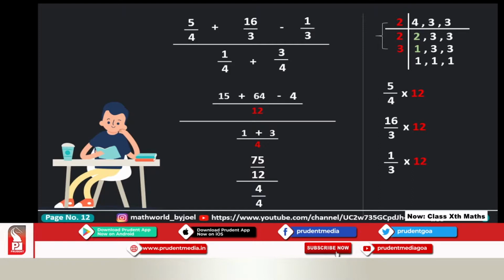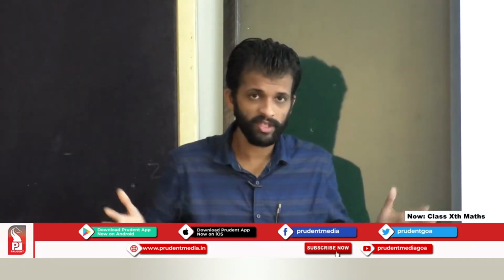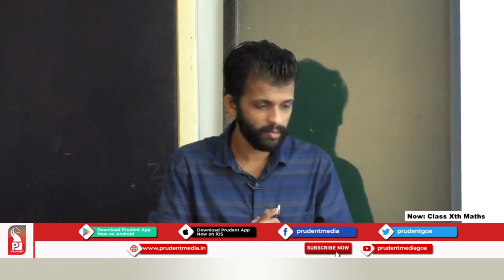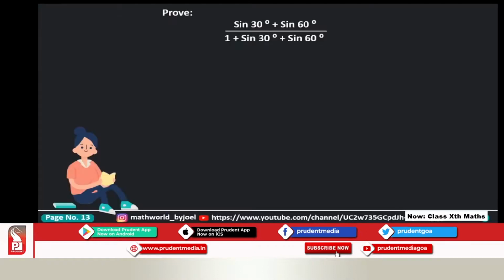So that 4 upon 4 can be cancelled off, and once the denominator itself is not there, I will get something like this. I hope this part is clear, and the value will be 75 upon 12. Okay, so let us try solving another problem.